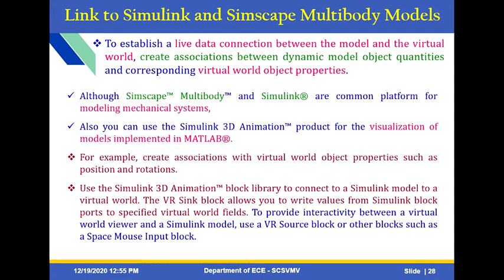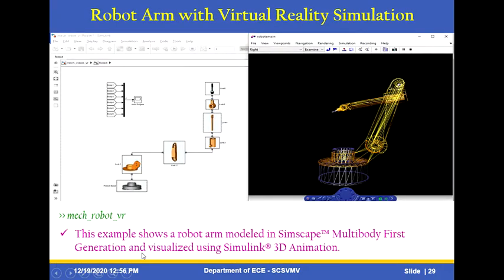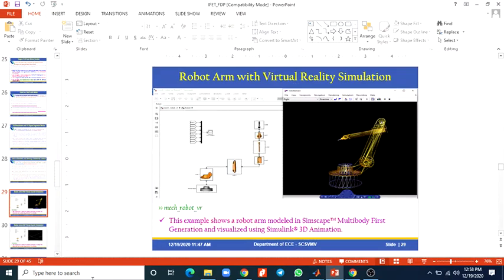Use the Simulink 3D Animation block library to connect a Simulink model to a virtual world. Here, the VR Sink blocks allow you to write values from Simulink block ports to specified virtual world fields, and also provide interactivity between the virtual world viewer and a Simulink model. Use a VR Source block or other blocks such as a Space Mouse Input block. This is one more block available in the Simulink 3D Animation toolbox. Here is one more example, a robot arm with virtual reality simulation.